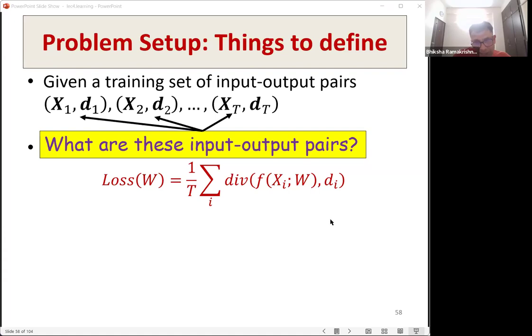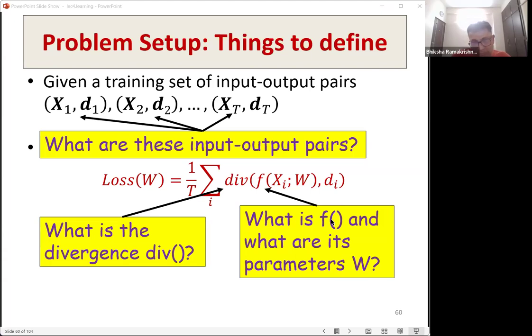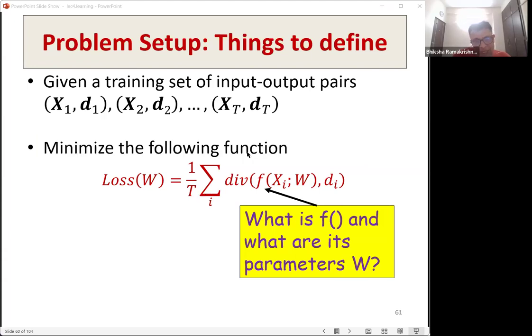Everything must be numbers. We have to define the function f. What is this function f? And then we have to define the divergence. These are all the things we must define. Otherwise, this whole thing is not solvable. Everything must be numeric, right? So let's start off with defining this function f.